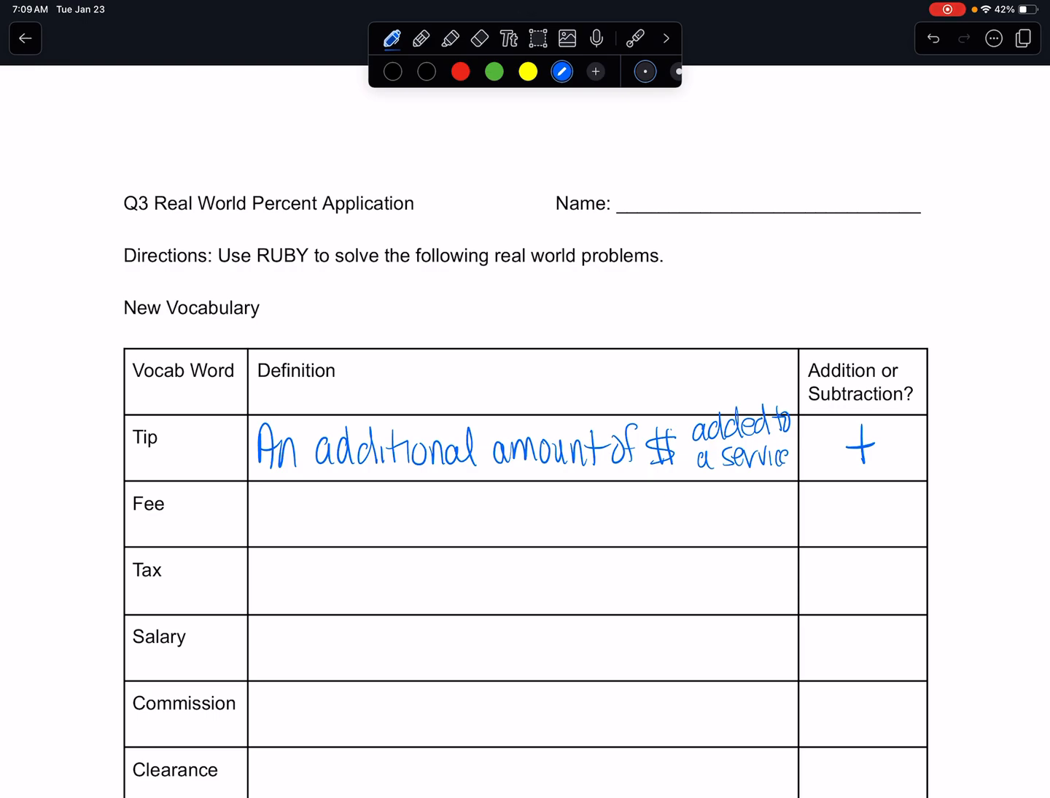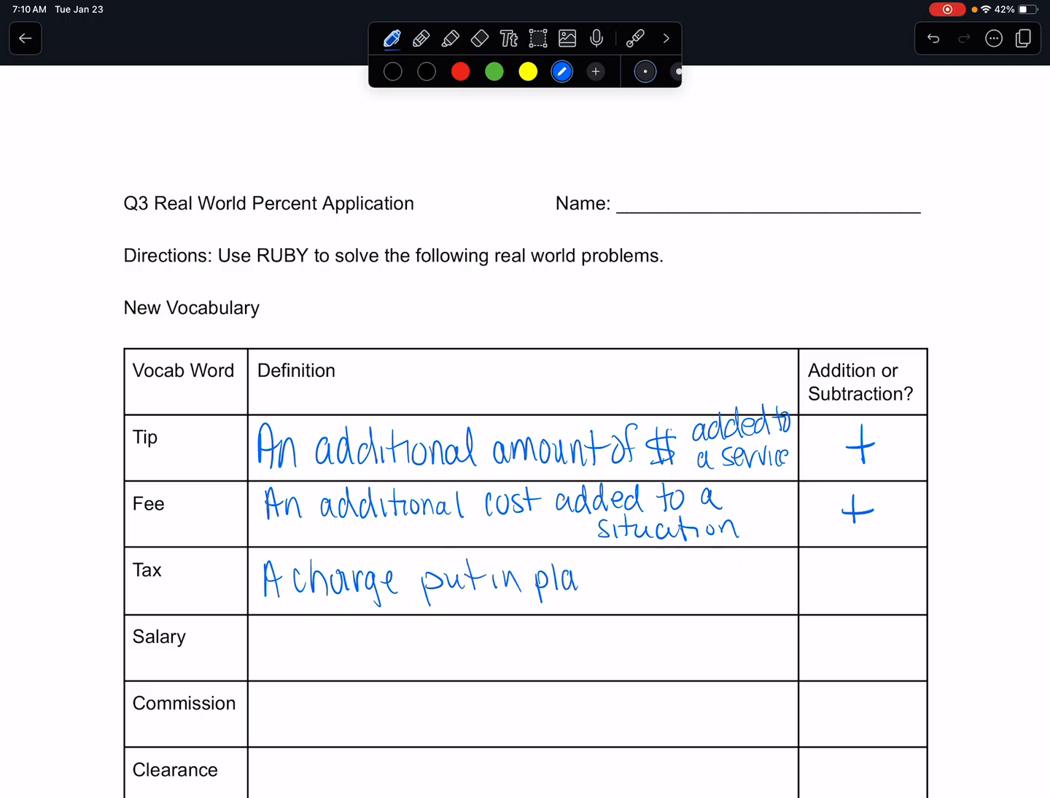A fee is an additional cost added to a situation. That is also addition. Tax is a charge put in place, usually by government, and it is also addition.